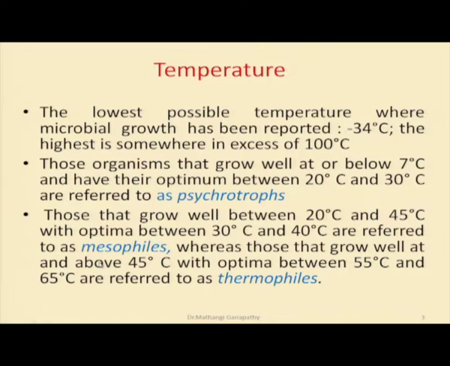Those organisms which grow well above 45 degrees centigrade, we call thermophiles, and most of the well-known thermophiles have an optimum range of growth between 55 and 65. So, psychrotrophs have an optimum between 20 and 30 degrees centigrade, the mesophiles have an optimum between 30 and 40 degrees centigrade, and the thermophiles have an optimum between 55 and 65 degrees centigrade.